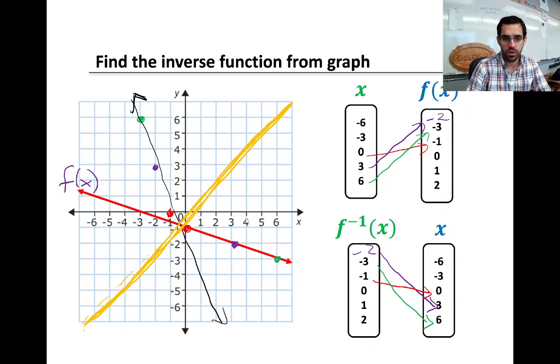We could do that with more points. 3, -2 is on the original f graph. So -2, 3, swap the x's and y's, would be on the inverse graph. And we can see we're getting another line here.